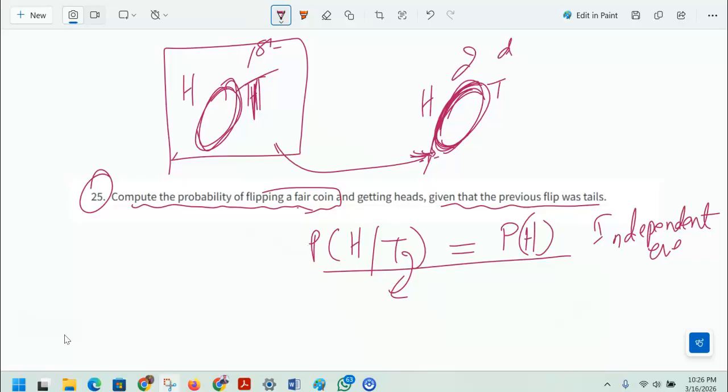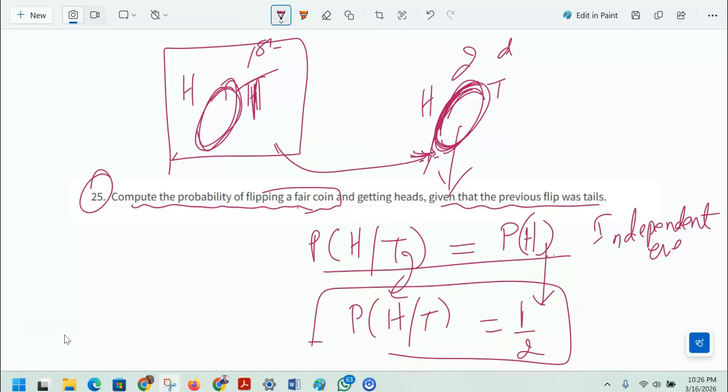So it means we could directly say the probability of getting a head in the second one is 1 out of 2, and that's it. See, this is such a shortcut here. Also, this is also correct.